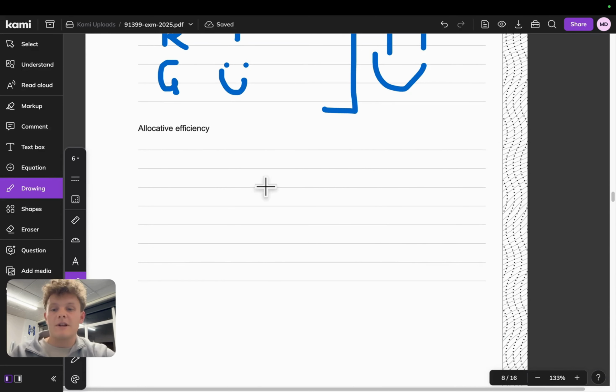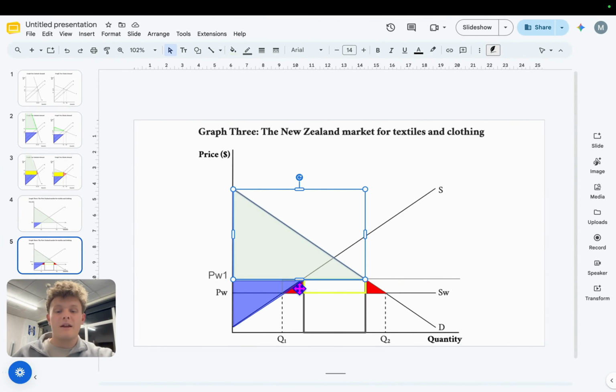Allocative efficiency. Now, it's the same kind of sentences we're looking for each time here, which is, are the total of the consumer and producer surplus maximized? Is there a deadweight loss present? And then is the market allocatively efficient? And then, of course, we've already stated that the decrease in the consumer surplus is not offset by the increase in producer surplus and government revenue.